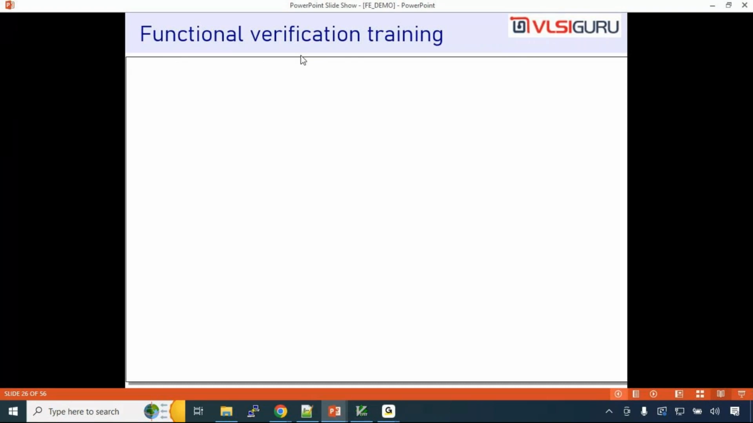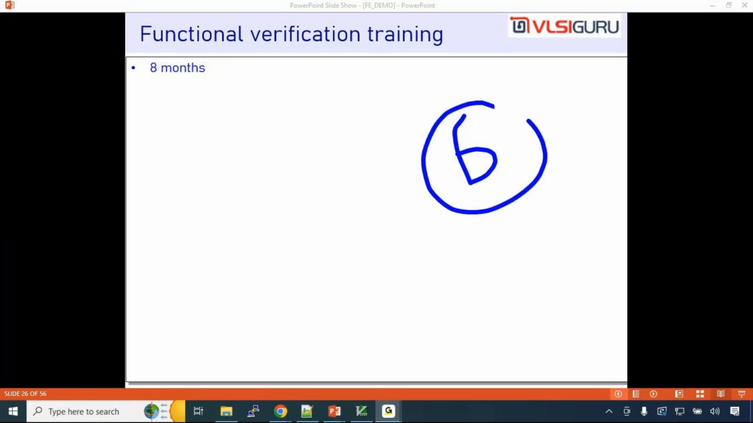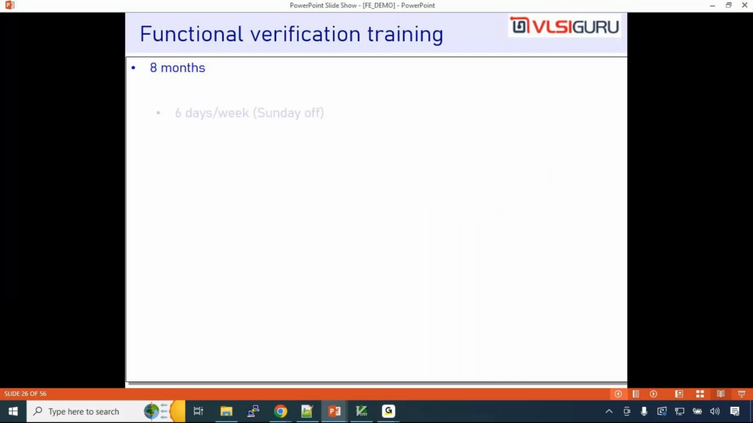Talking about functional verification training, which most of you want to attend, it's an 8 months course. Purposefully we kept it long. For me it's easy if I finish the course in 6 months. If you ask me what will be better for me, it'll be better to finish the course in 6 months instead of 8 months. The problem why we do 8 months is to make sure that the quality doesn't get impacted.